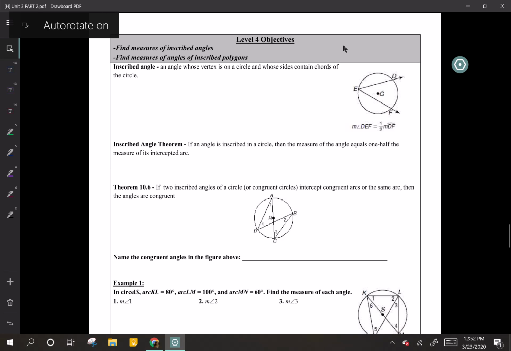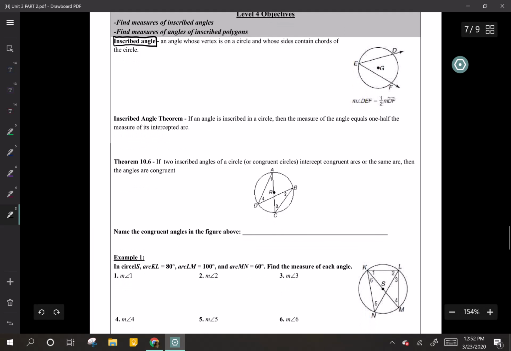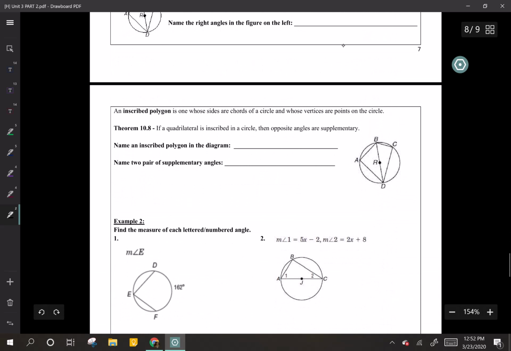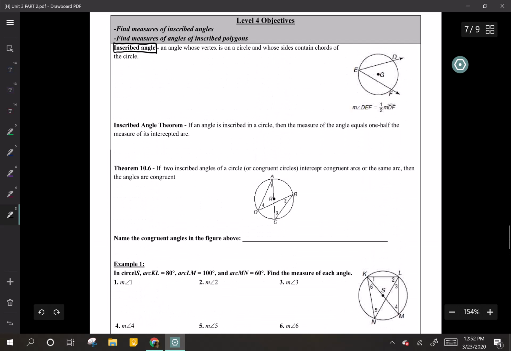To start off, the two main goals for level 4 are for us to figure out the measures of inscribed angles. And those of you who forgot what an inscribed angle was, here's the definition right here. Our second goal is to find measures of angles in inscribed polygons. When I say inscribed polygons, we have that definition down here, and we'll go through it in more detail later. But to start off, let's take a look at how we find measures of inscribed angles.